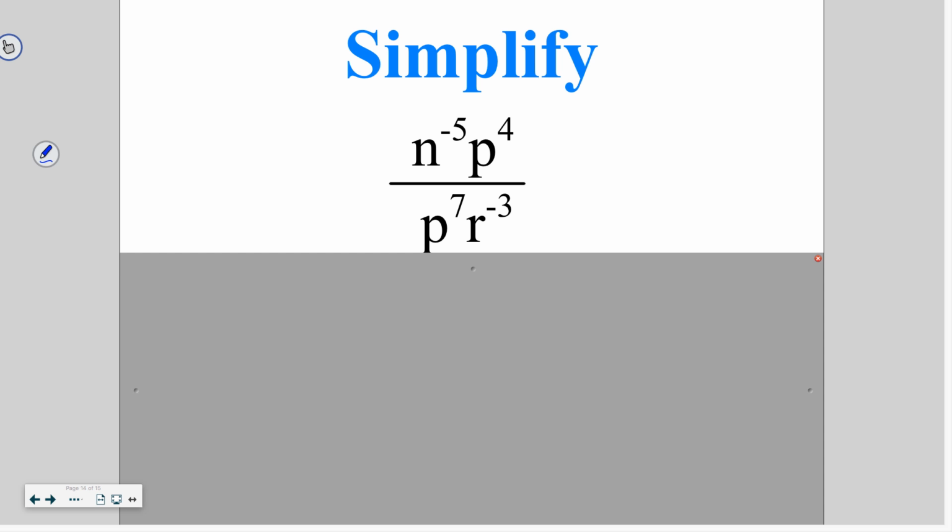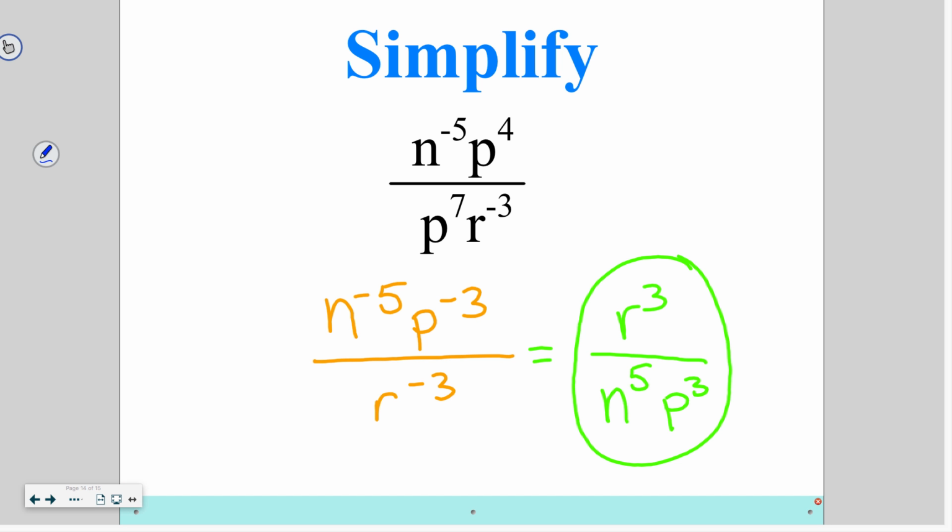Go ahead and try this one on your own, rearranging to get rid of those negatives. So when I subtracted, I ended up with n to the negative 5th, had nothing to subtract with, so that stayed put. p to the 4th minus p to the 7th gave me p to the negative 3rd, and r to the negative 3rd had to stay put. Since these were all negatives, everything needed to be reversed, so the r to the 3rd ends up on the top, n to the 5th and p to the 3rd are in the denominator. If you have questions about this or anything else from the lesson, please let me know when you get to class.